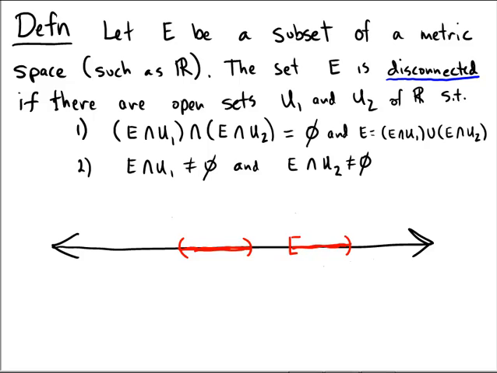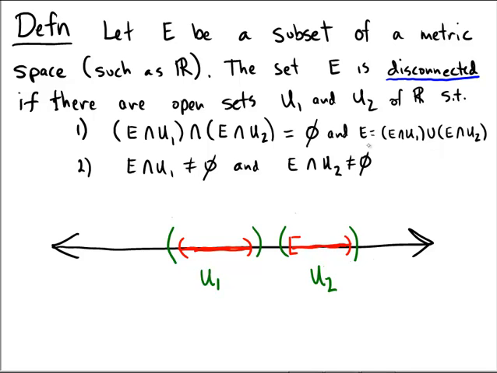So here's what they would look like. Let's draw an open interval around here and here. We'll call that one U1. And then we'll draw an open interval around here and here and call that U2. So notice, does this satisfy our definition here? Well, if we intersect E with U1, we just get this piece. If we intersect E with U2, we just get the red piece. And the intersection of those two objects together is null because they don't overlap at all. Then, if you take those two pieces and union them together, you certainly get all of E.